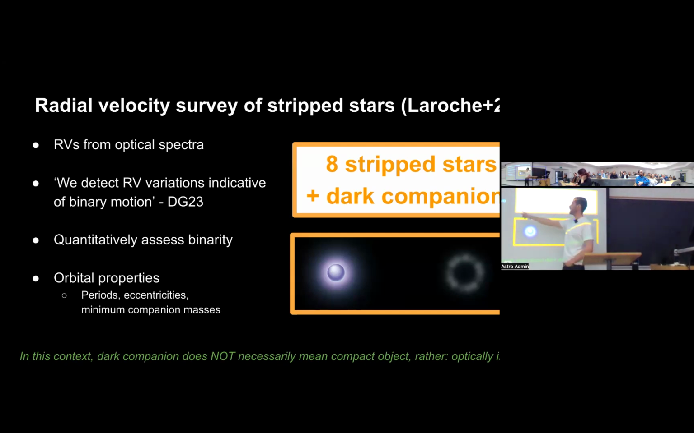And in the discovery paper, it was mentioned that we detect RV variations indicative of binary motion, but now we want to follow this up and quantitatively assess whether or not we're actually seeing binary movement and convert this into periods, eccentricities, and minimum companion masses for these systems.